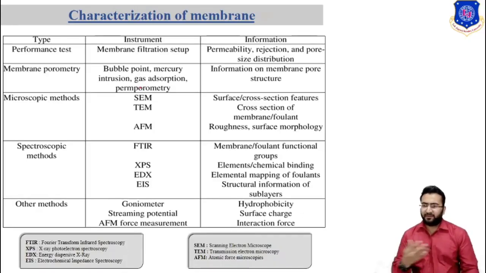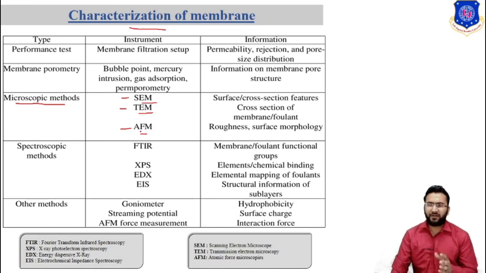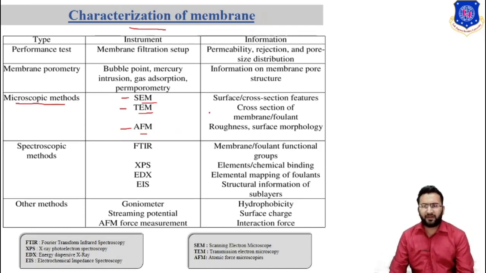In previous sessions, we discussed the various microscopic methods for the characterization of membrane, such as SEM, TEM and AFM. SEM stands for scanning electron microscopy, TEM stands for transmission electron microscopy and AFM stands for atomic force microscopy, which are used to find out the surface and cross-section features of the membrane and fouling. They are also used to find out roughness and surface morphology.